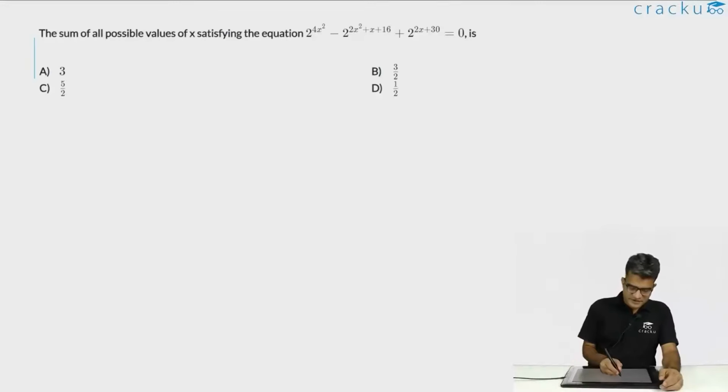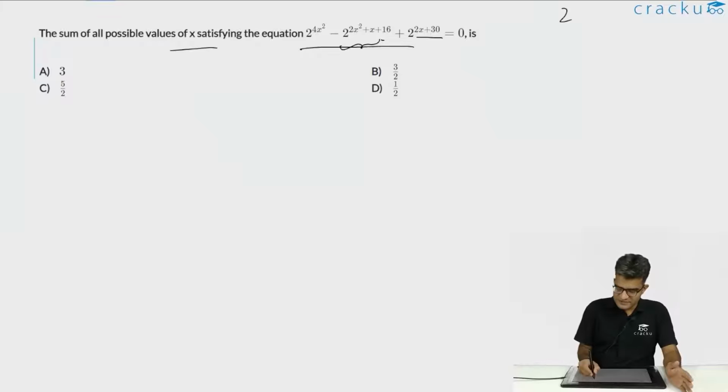In this question, we are asked to calculate the sum of all the values of x which satisfy the equation 2 to the power 4x square minus 2 to the power (x square plus x plus 16) plus 2 to the power (2x plus 30) is equal to 0. If you are looking at it, you should understand that we have to factorize this. Why should we factorize this? Because if you are looking at the middle term, it is 2 to the power (x square plus x plus 16). This is 2x plus 30, which is basically 2 times (x plus 15).